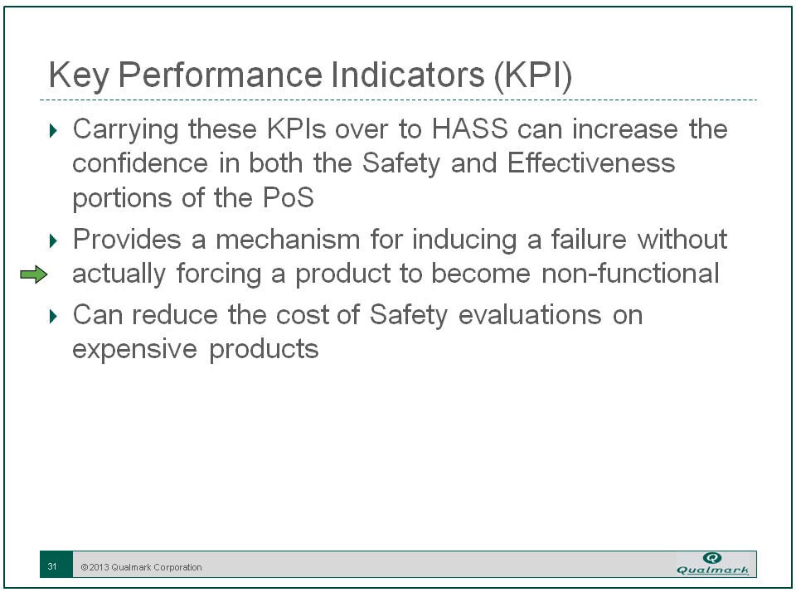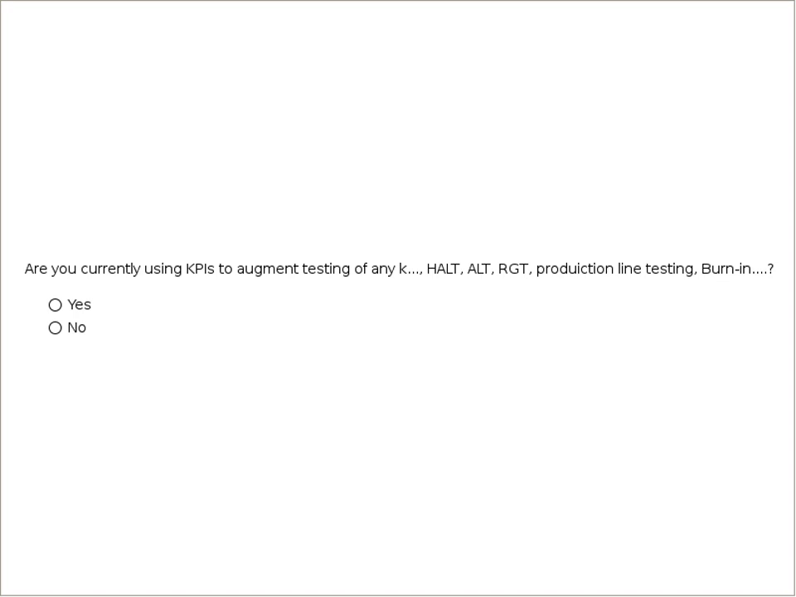If I see a key performance indicator starting to creep up, I can pull that out of the live test, do some evaluations on it, understand what happened, but I'm not actually pushing it far enough to make it non-functional and non-shippable. So it can reduce the cost of that safety evaluation when you're doing expensive products, and it makes it more effective.